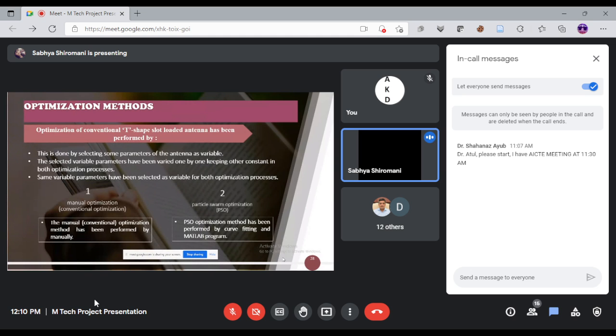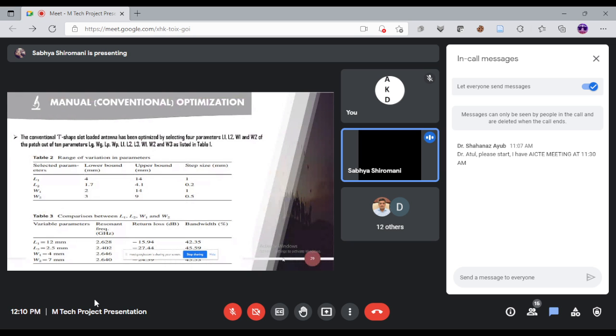So what I'm saying is, I will be going with the manual optimization, then the particle swarm optimization utilizing the MATLAB program. Thereafter, in the manual optimization, we are having the parameters L1, L2, as I have already discussed, W1 and W2, which are having the lower bound and upper bound.